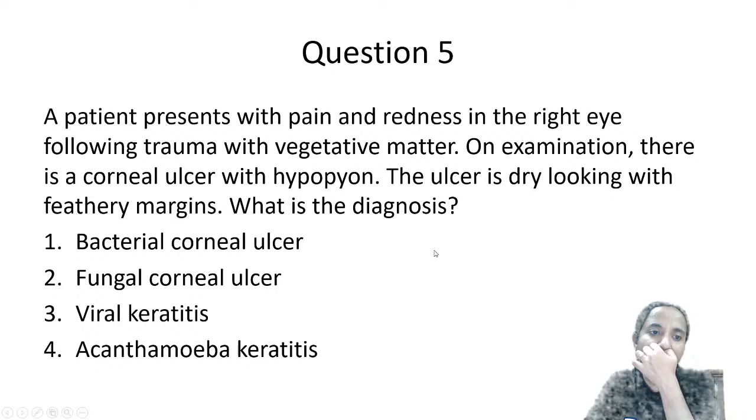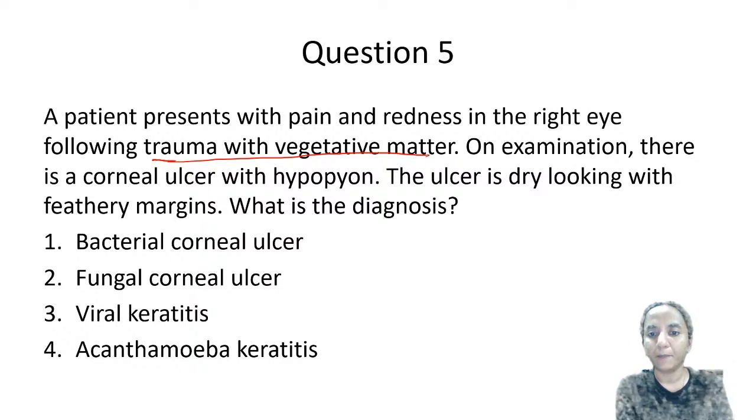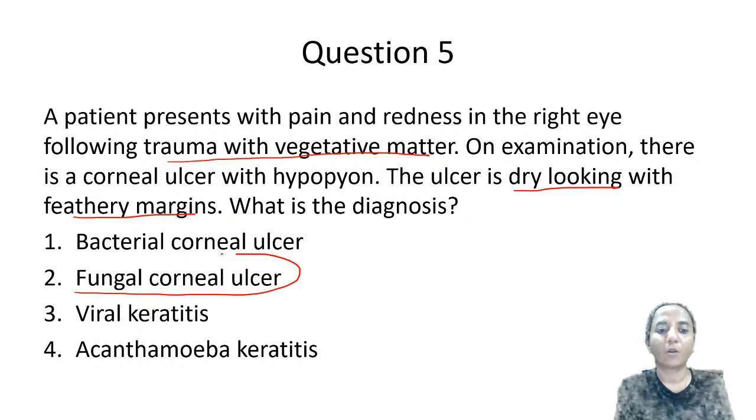The next question was actually an easy question. It says a patient presents with pain and redness in the right eye following trauma with vegetative matter. On examination, there's a corneal ulcer with a hypopyon, and the ulcer is dry looking with feathery margins. So what should be our diagnosis? This question has two important clues: a corneal ulcer preceded by trauma with vegetative matter, and second, a dry looking ulcer with feathery margins. So obviously our answer is going to be fungal corneal ulcer.